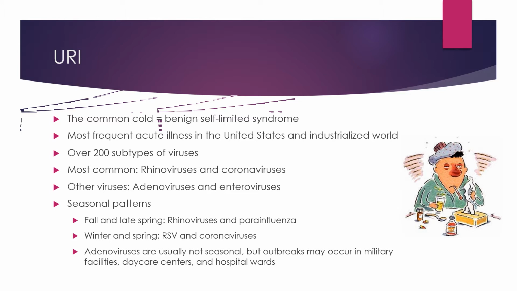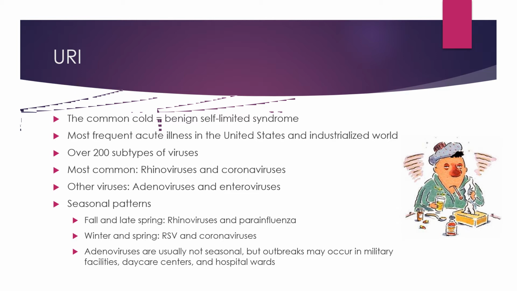The common cold is the most frequent acute illness in the United States and the industrial world. And there are several viruses that we can associate with the common cold or upper respiratory infection. There's actually over 200 subtypes of viruses associated with the common cold. Rhinovirus and coronavirus are the most common, but adenovirus and enteroviruses are other viruses we associate most commonly with the common cold or upper respiratory infection.